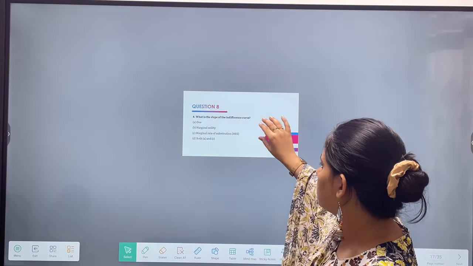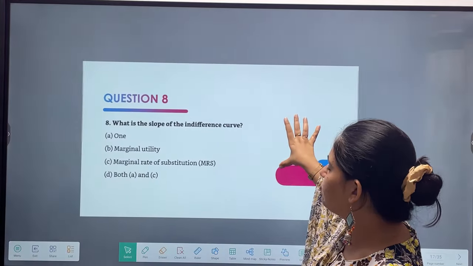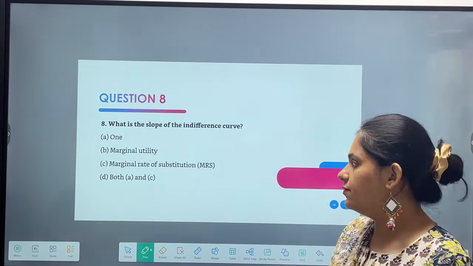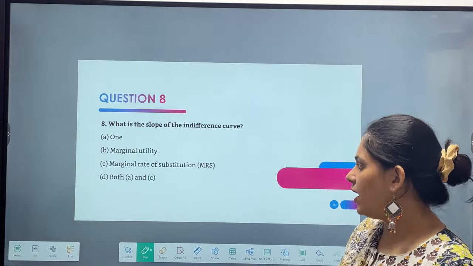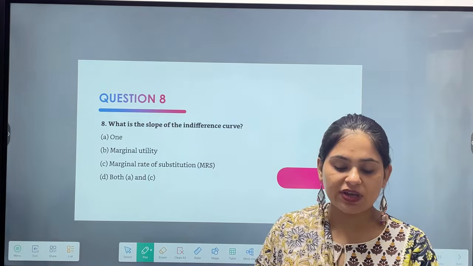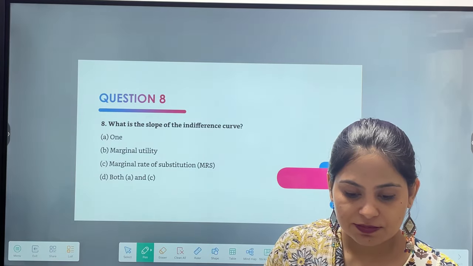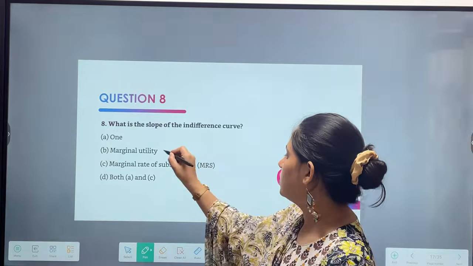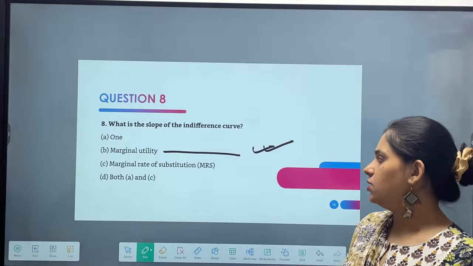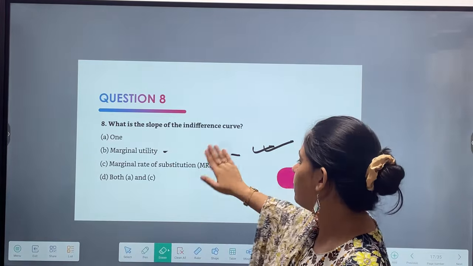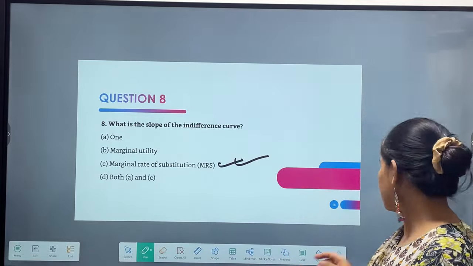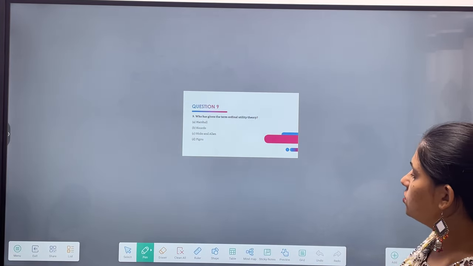So this is pretty easy. What is the slope of the indifference curve? A, marginal utility; B, MRS; C, both A and C. Okay, so people are answering B, correct. So everyone is correct. The slope of the indifference curve is in fact MRS. That's correct. Okay. Come to the next question and let's see if you are able to answer this.